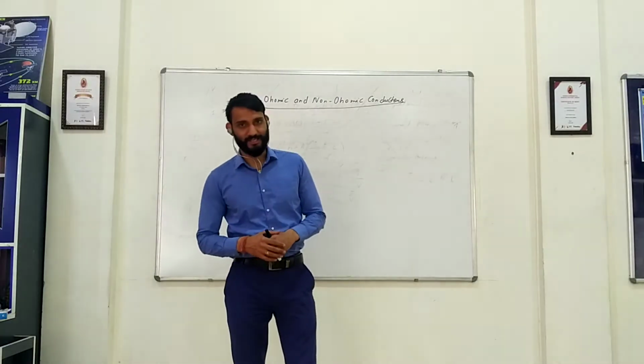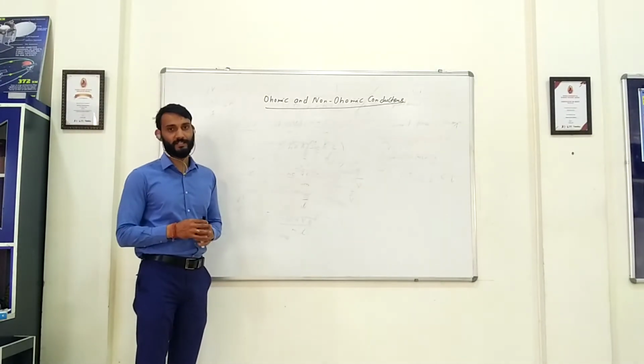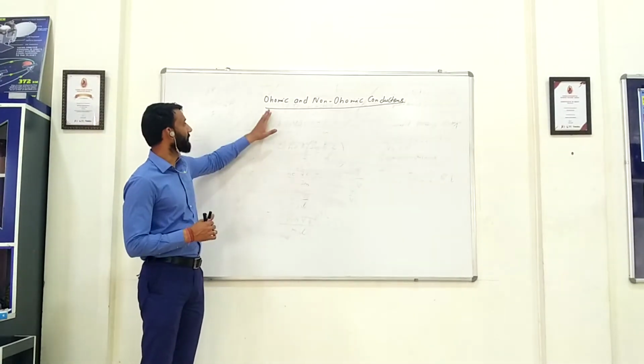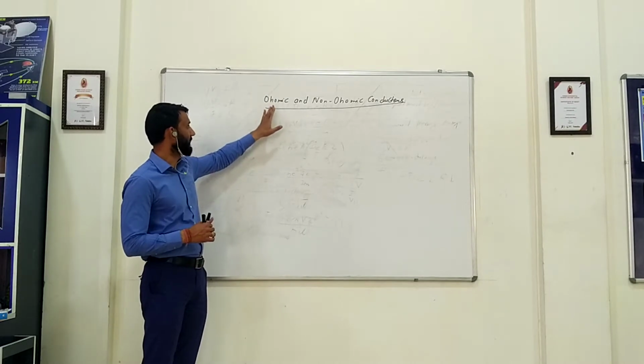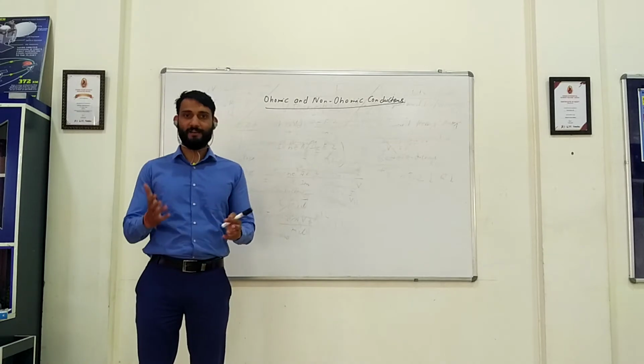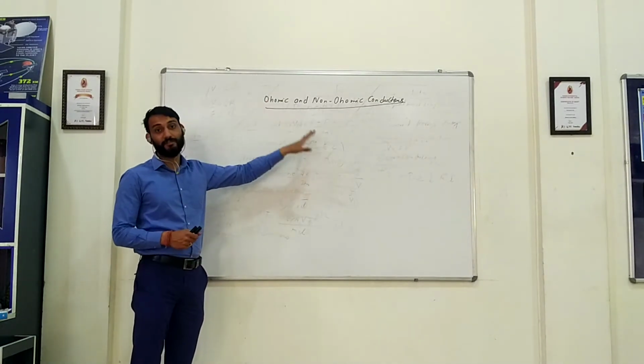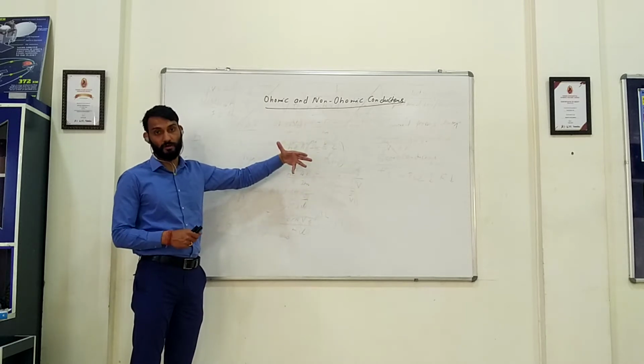Let's begin with another topic, the very first chapter of Unit 2, Current Electricity. The name of the topic which we are going to start now is ohmic and non-ohmic conductors. Ohm's law we have already done in the previous class. So ohmic conductors are the conductors which obey Ohm's law.